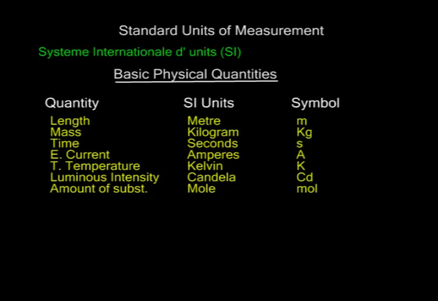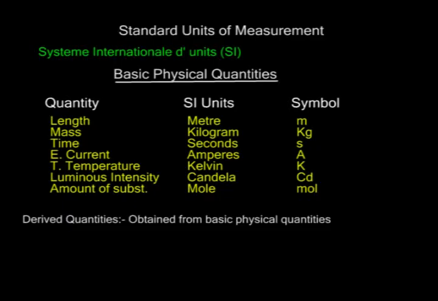Mass would be measured in kilograms. Time would be measured in seconds. Electric current in amperes. Thermodynamic temperature in Kelvin. Luminous intensity would be measured in candela, and the amount of substance in moles. These are called the basic physical quantities because they cannot be obtained from any other physical quantities.